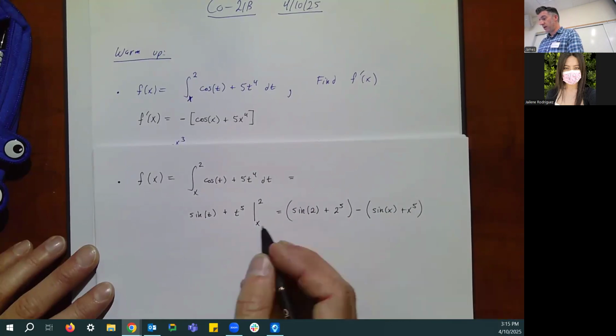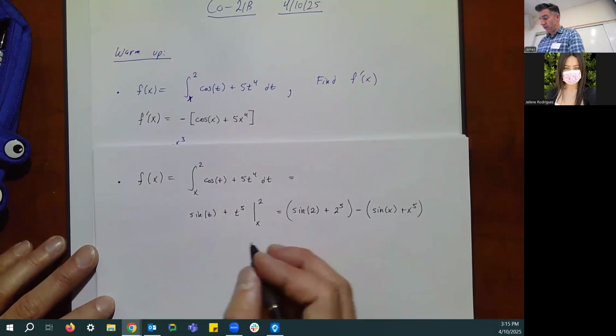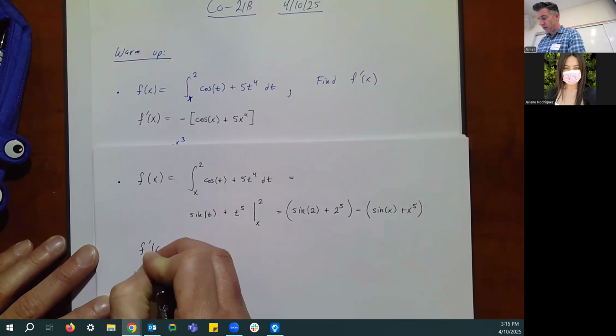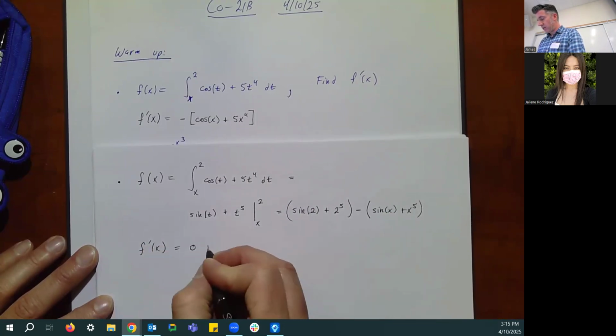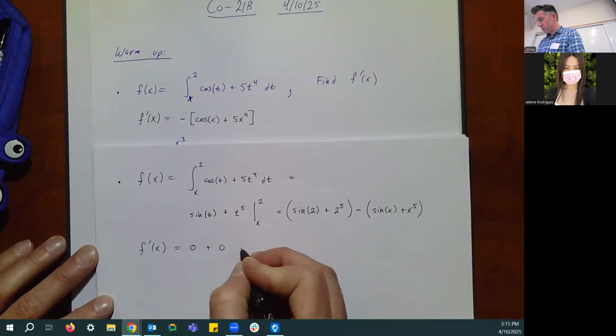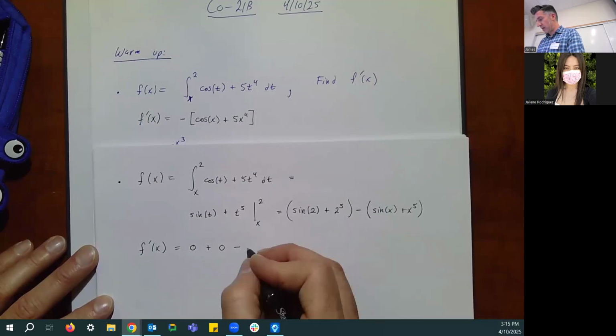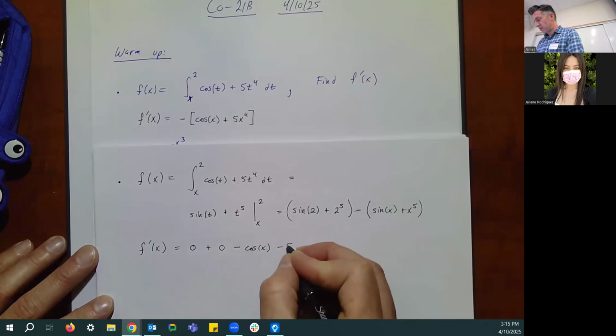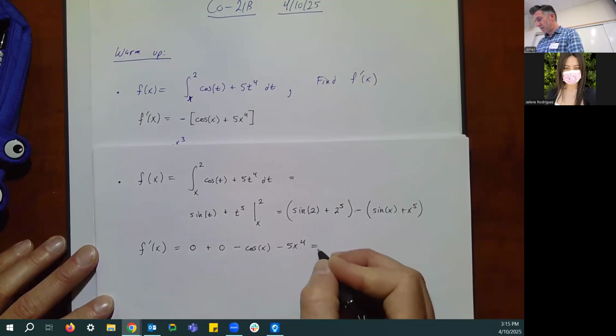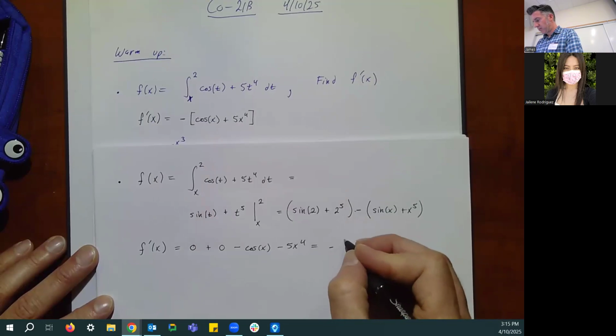Here, that's my integral. And if I want to find the derivative, well, let's see. The derivative of sine of 2 is 0. The derivative of 32 is 0. The derivative of negative sine is negative cosine. And the derivative of negative x to the fifth is minus 5x to the fourth, which is exactly the same as the answer we got up there.